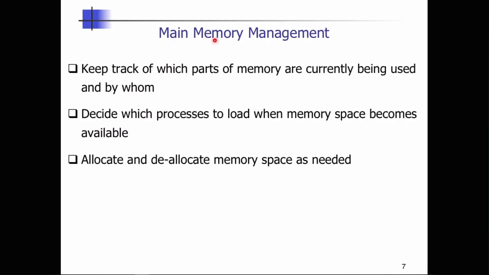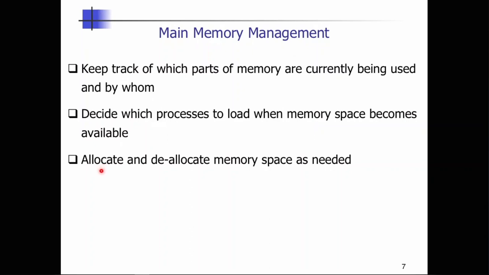Next one is your main memory management. So the operating system is responsible to keep track of which parts of memory are currently being used and by which user process. All of those decisions are the responsibility of the operating system. Decide which processes to load when memory space becomes available. Are they going to be relative to the size of the process? Are they going to be related to the priority of the process? Are they related to the user process versus a system process? All of those decisions are being made by the operating system. And when decided, they get loaded into the main memory, leading to the execution of those processes.